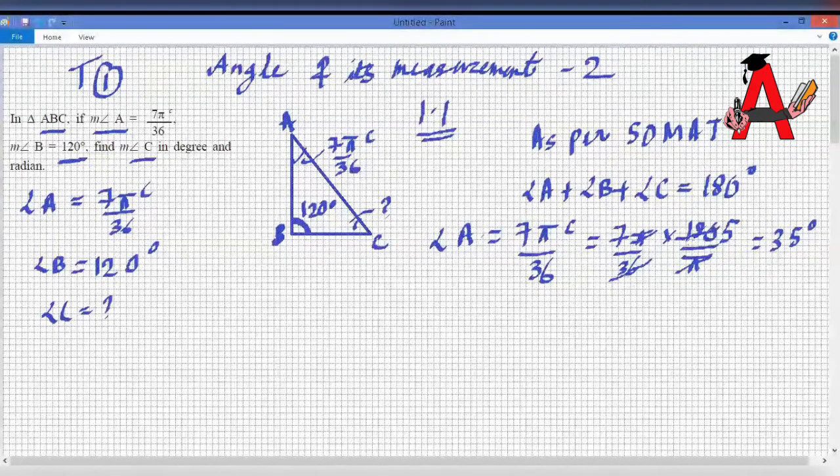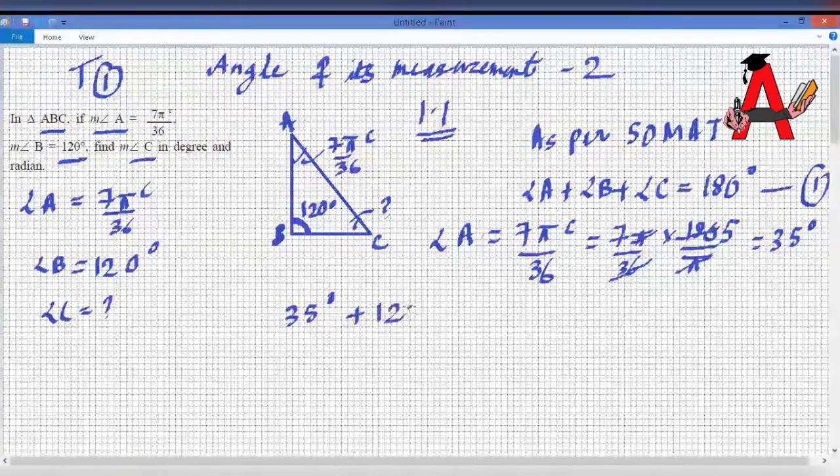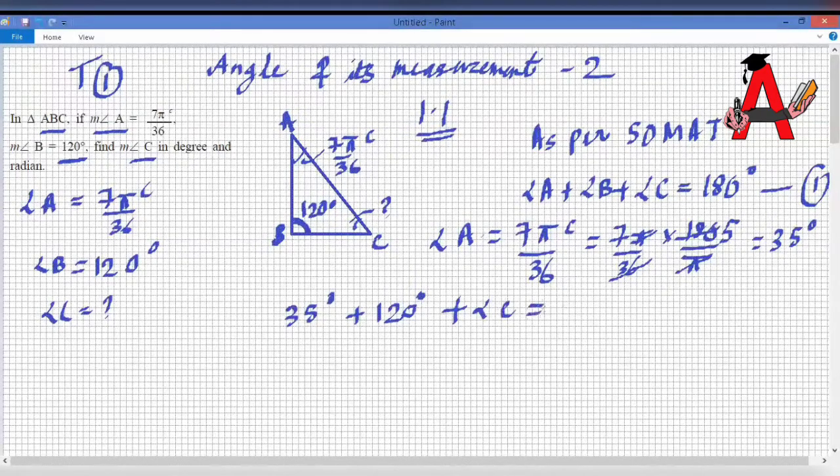Angle B is given as 120. Now we will put the values of A, B, C in equation number 1, which was the angle sum property. So if I put that, I will get A is 35 degrees plus B is 120 degrees plus angle C is equal to 180 degrees. I can write it as 155 degrees plus angle C is equal to 180 degrees.